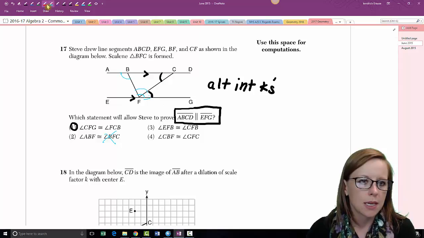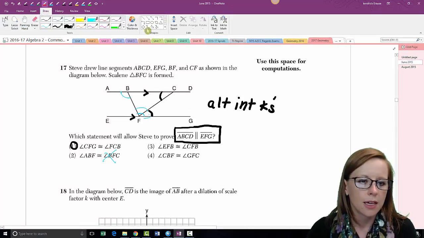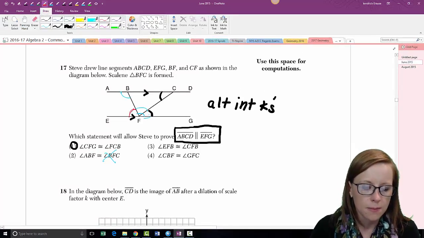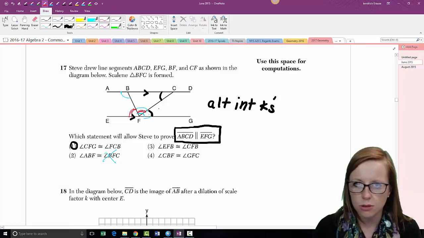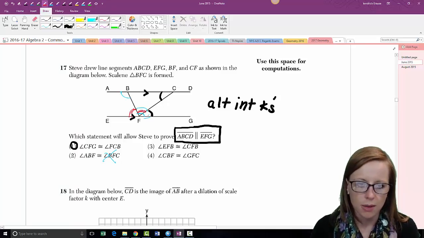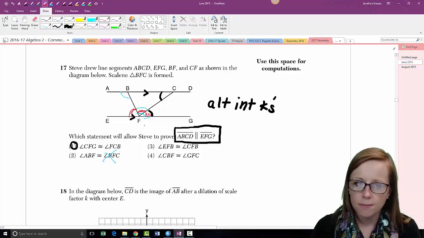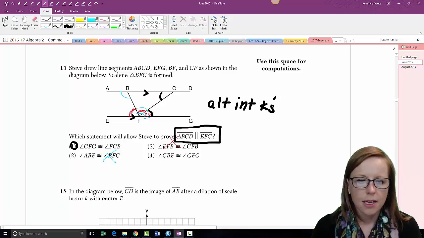EFB, I'll use red for that. EFB is this one. And CFB, again, those are just next to each other, and they're not even a linear pair because we would need this part. So that's not it. And then CBF.